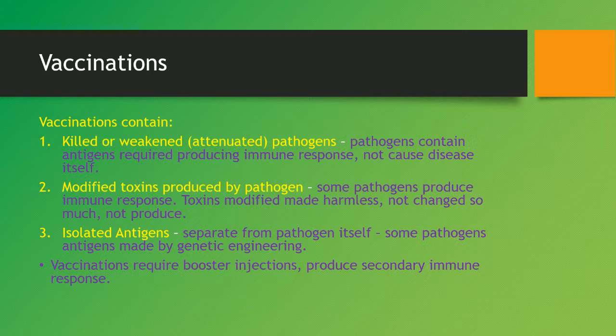Essentially, vaccinations do require booster injections, because this will produce the secondary immune response. Whenever you're given your injection at the very start, obviously over time, by the time you're about 15, 16, the levels will get low, so you get a booster injection usually at school, and then this boosts them way up high, higher than it was initially, and then that'll do you for the rest of your life.